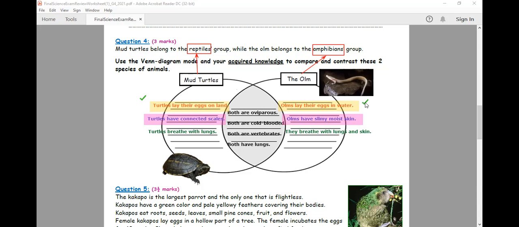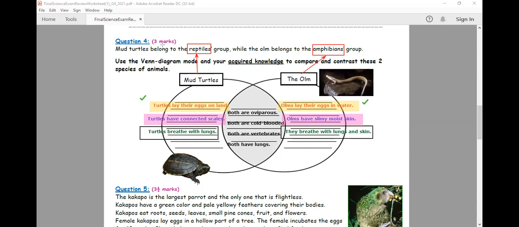Yes. Okay, great. So again, even if you write correct information, if they weren't in the right order, I should consider them as wrong. Since you are not comparing this way, to compare, we should talk about the same points. Here we talked about the way they breathe.